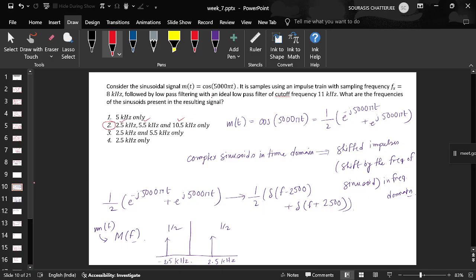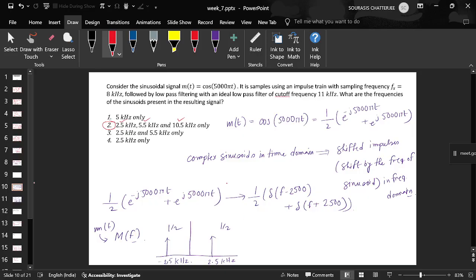Here we are asked to consider a sinusoid signal m(t), that is cos(5000πt), and it is being sampled using an impulse train with a sampling frequency of 8 kilohertz, followed by low pass filtering with an ideal low pass filter of 11 kilohertz. So what are the frequencies of the sinusoids present in the resulting signal? The message signal, we can write the cos function as a sum of two complex sinusoids, and we have written that, and then we use the property that a complex sinusoid in time domain refers to a shifted impulse in frequency domain.